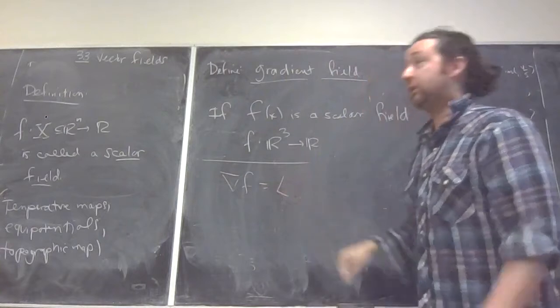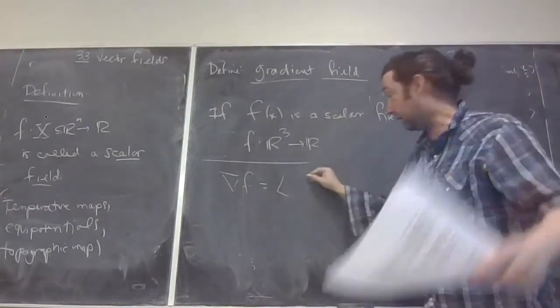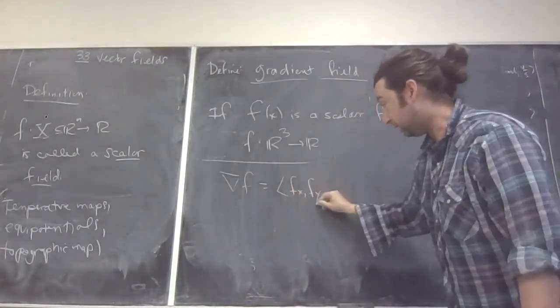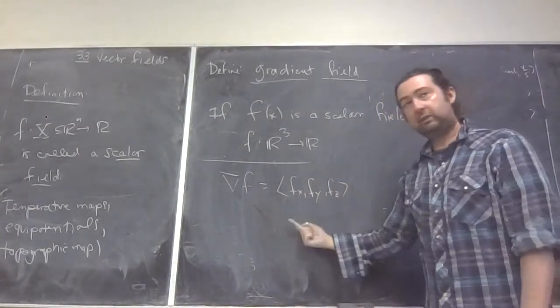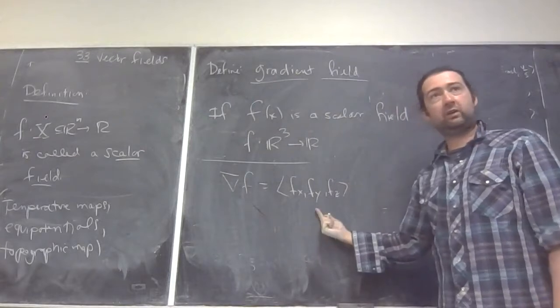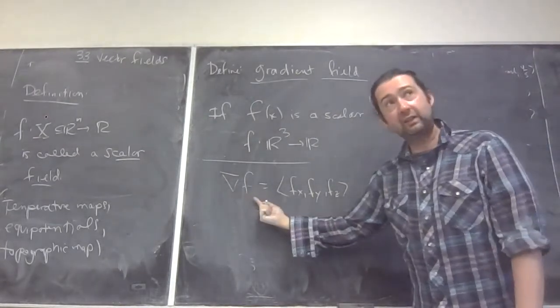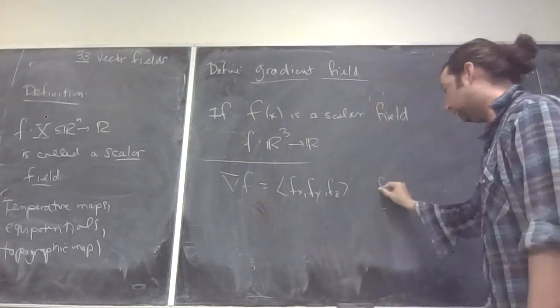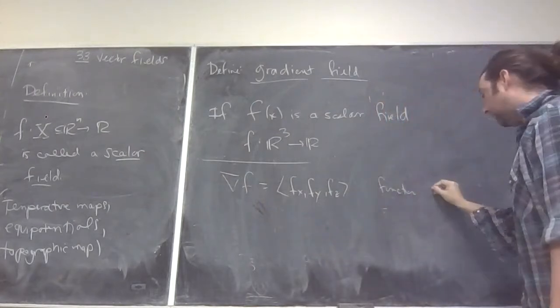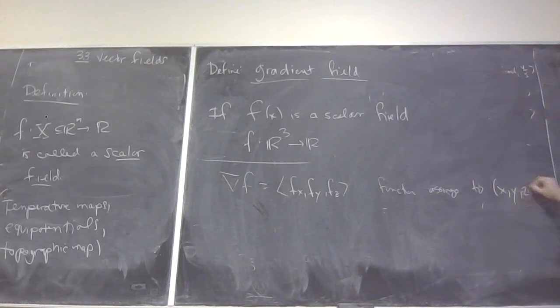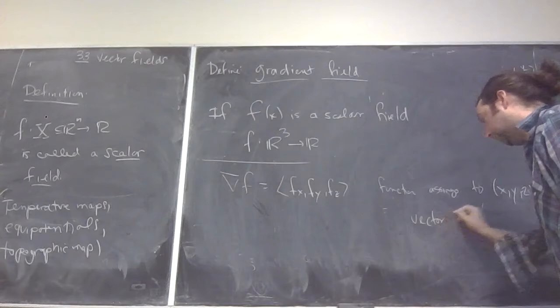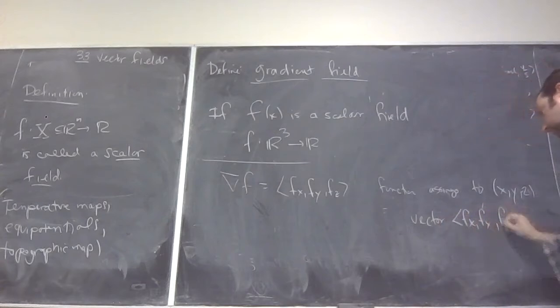Direction, gradient. Okay, yes, but how do I compute it? Fx, yeah, good. Fx, Fy, Fz. So the gradient of f actually assigns to each input a vector instead of assigning a number, right? The gradient of f is a vector field. This is a function that assigns to the point x, y, z the vector fx, fy, fz.